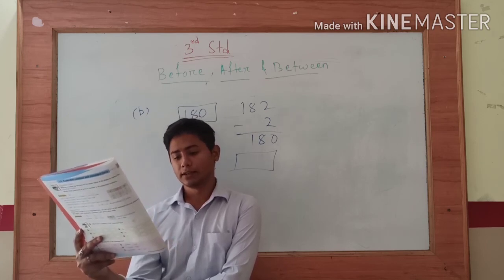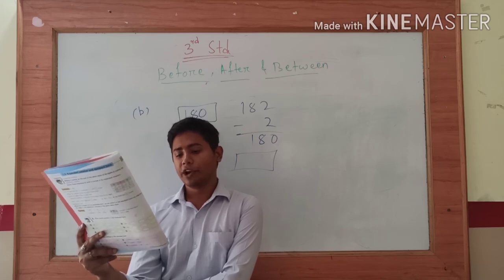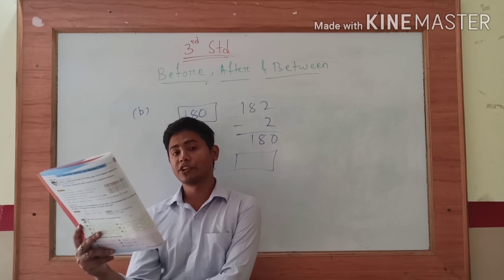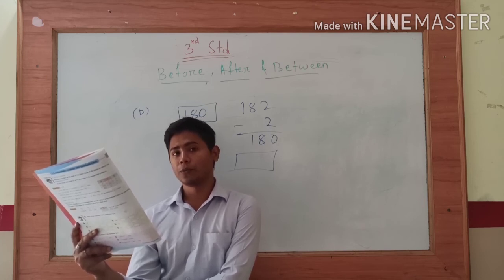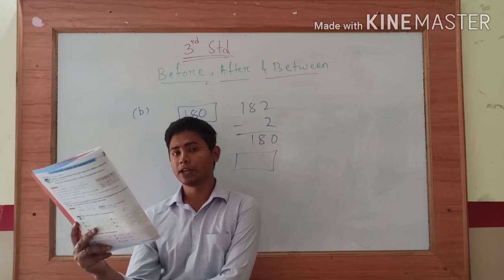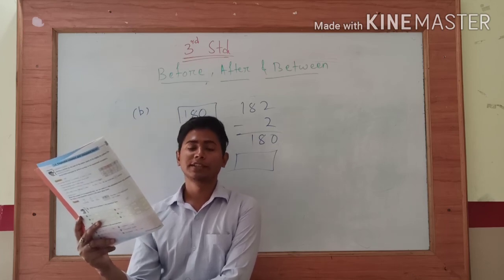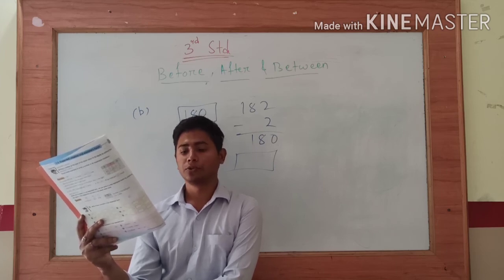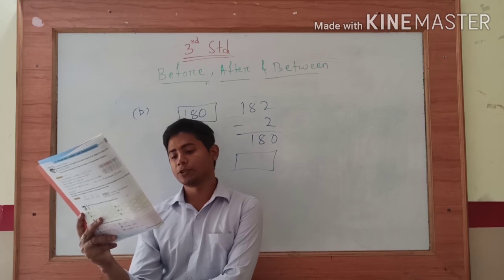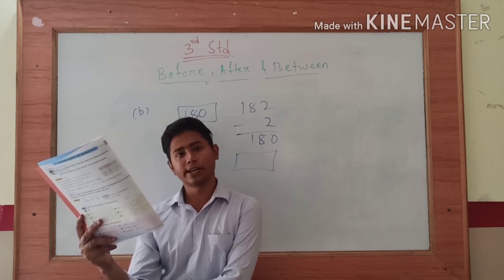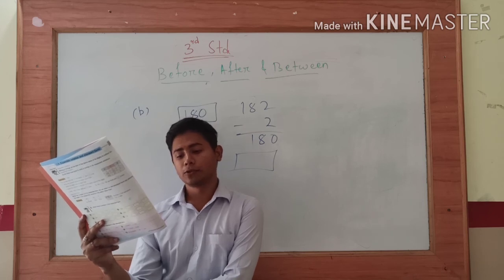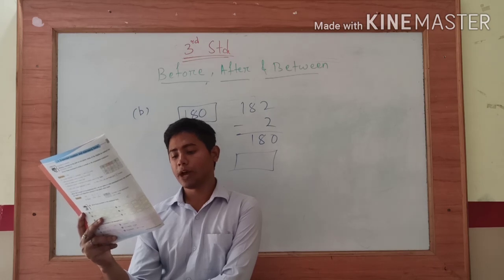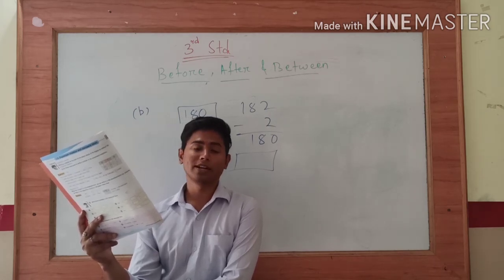Next question. Question A. Two even numbers between 179 and 189 are dash and dash. Two even numbers. I hope all of you know about even numbers. How can you find even numbers? If in the unit place 0, 2, 4, 6, 8 is there, then this number is called an even number. So do it. Same thing, two odd numbers between 898 and 908 are dash and dash. Then two even numbers after 416 are dash and dash. Two odd numbers before 500 are dash and dash. So these four are the tricky questions.